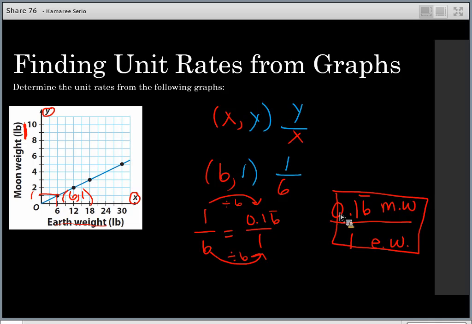That means that for every 1 pound you weigh on Earth, you weigh 1/6 of that on the moon, which is kind of cool. If you weigh 100 pounds on Earth, then you'd only weigh around 16 pounds on the moon. So that's a fun fact.